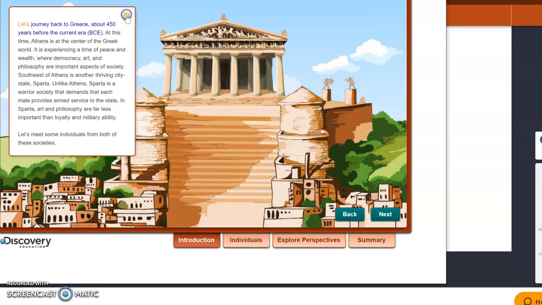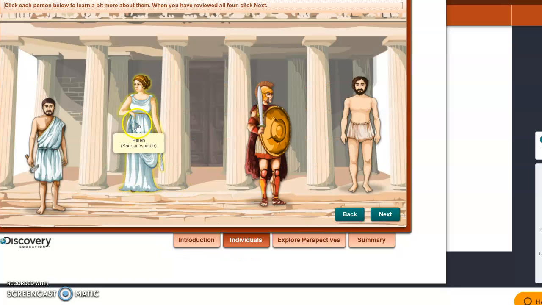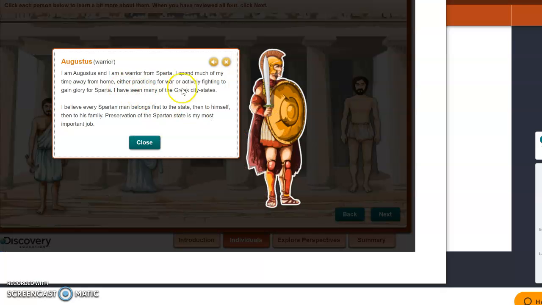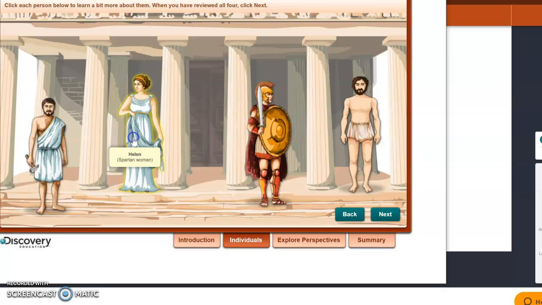You can have this read to you. Let's journey back to Greece. Or you can read it yourself, but please don't skip this page, and this gives you a little background on ancient Greece in the introduction. Then you click down here, the individuals, and once you click on one of them, again, you can have it read to you or you can read it yourself. It tells you all about this person.